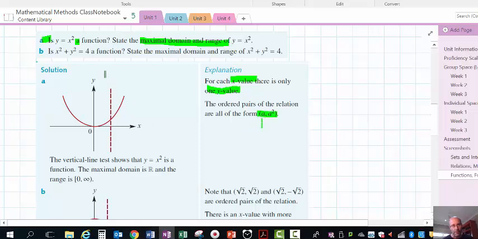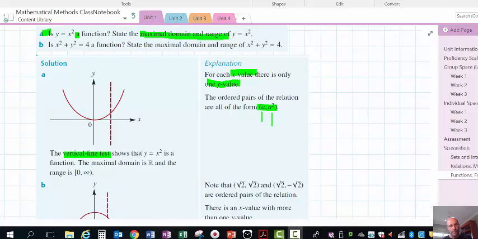In other words, they'd be all in that form. No matter what, looking at the function y equals x squared, no matter what the first number is, the second number will be a square of it. So they're all going to be different. You can see below it talks about the vertical line test. Very important to note the following. The vertical line test, as I mentioned before, is a way of testing graphically whether something is a function or not. So whether a relation is a function or not.